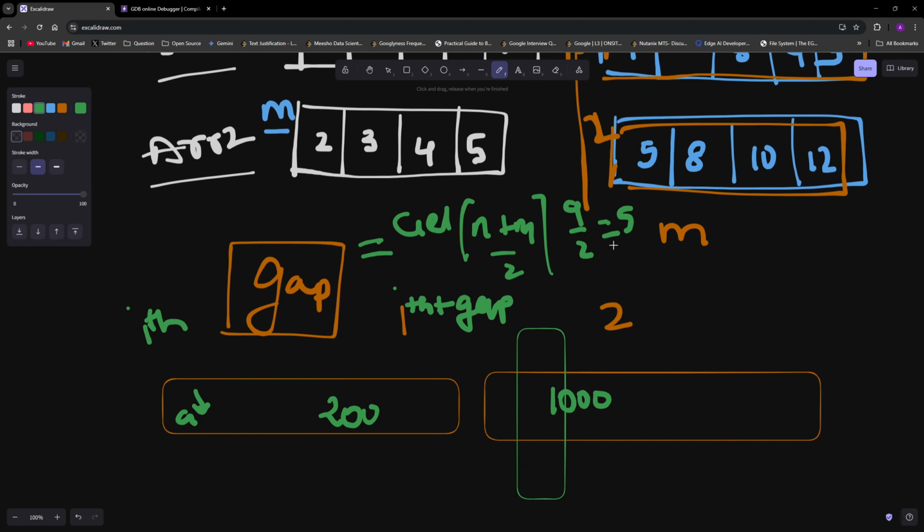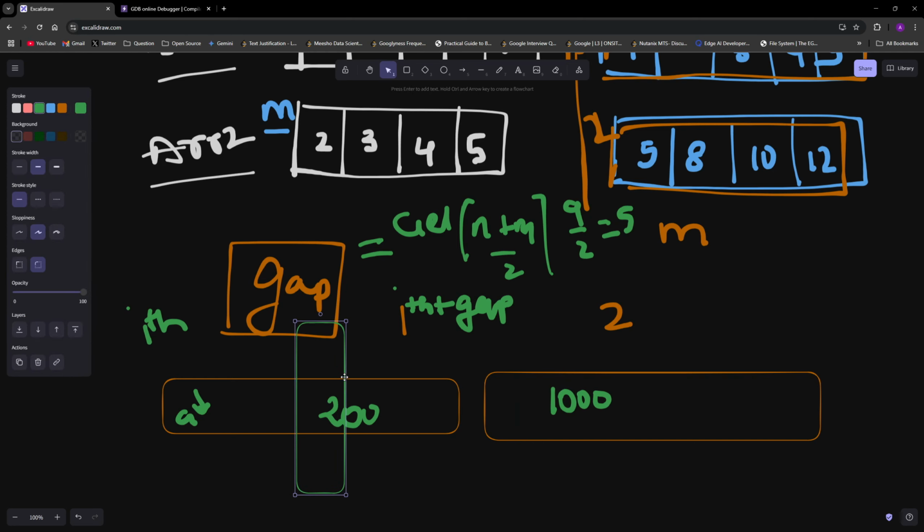And every time, we are going to keep reducing the gap, keep dividing the gap, and then try to solve this problem again. So eventually, at the end of the day, all the elements get sorted, and there is nothing much we have to worry about.